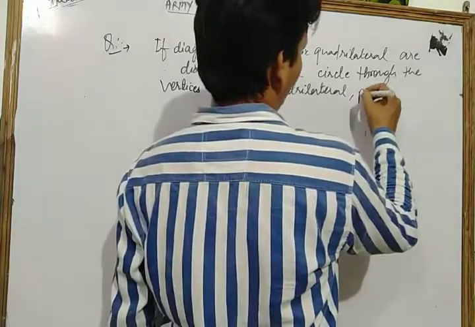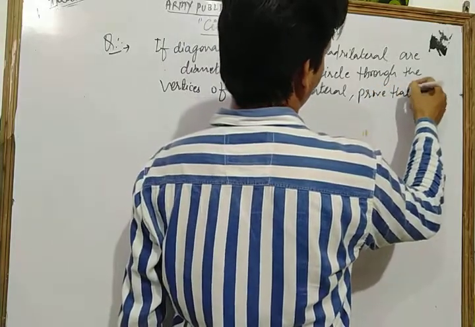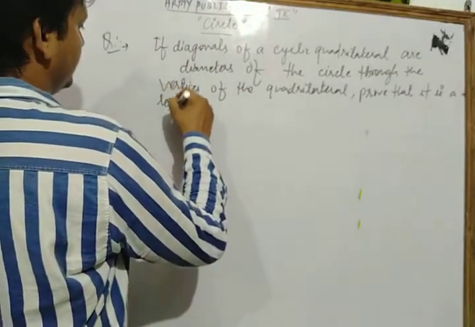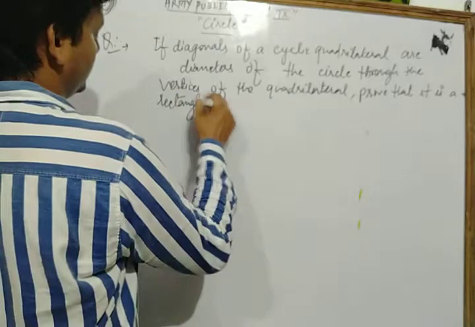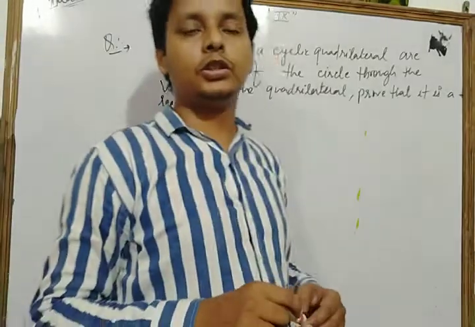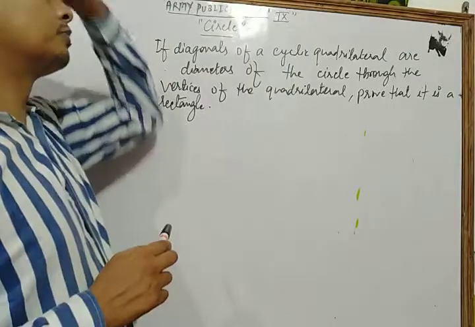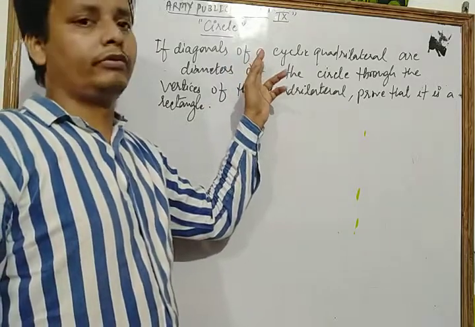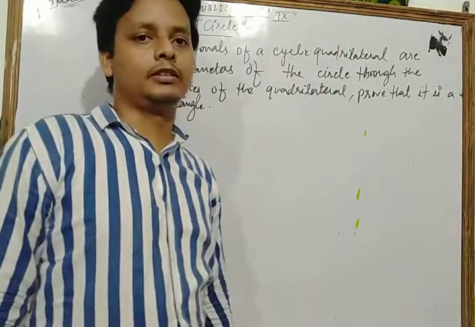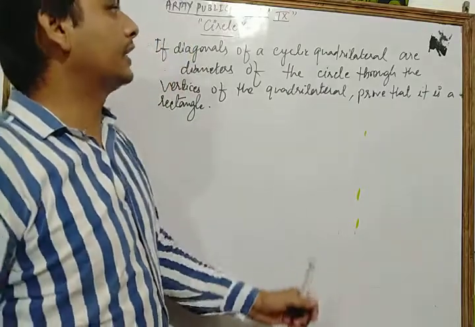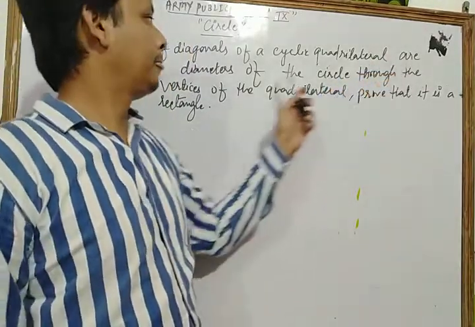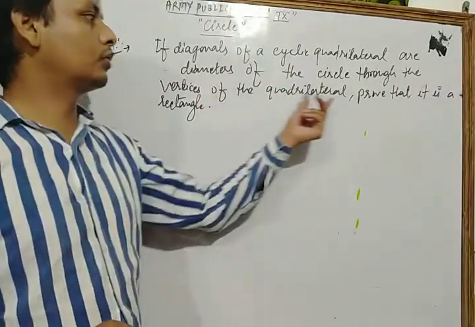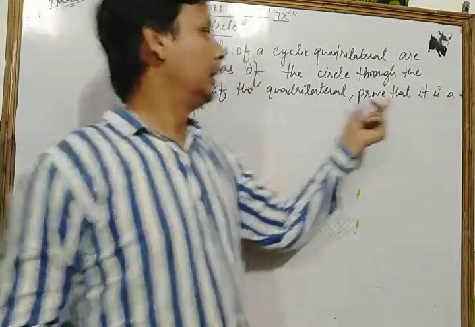We have to show, means prove, that it is a rectangle. This is our theorem, dear students. Let's see once more: if diagonals of a cyclic quadrilateral are diameters of the circle through the vertices of the quadrilateral, you have to show that it is a rectangle.